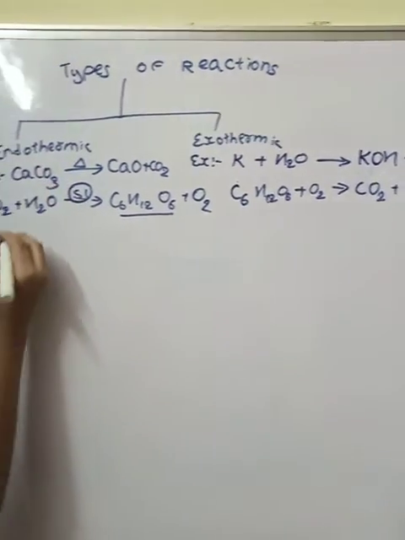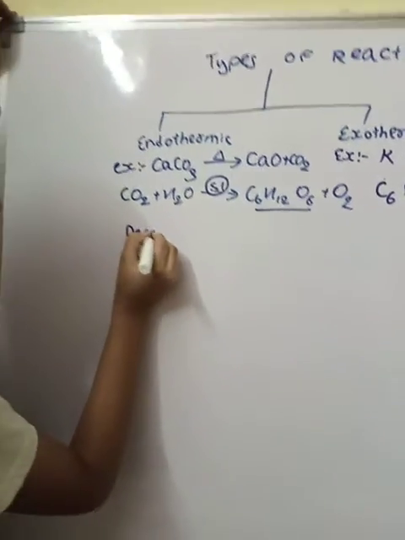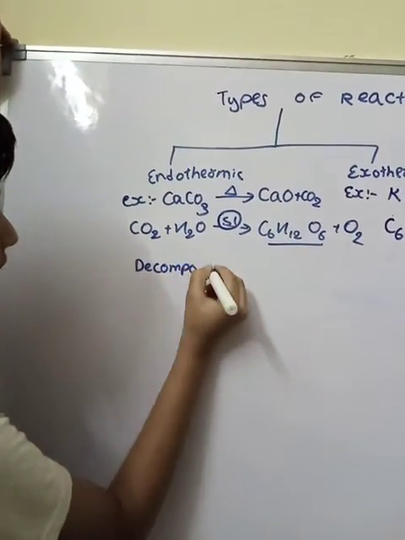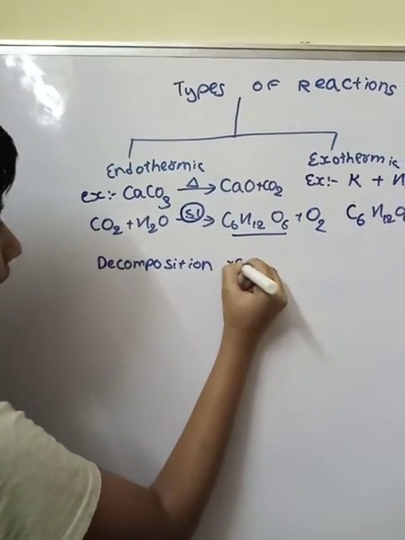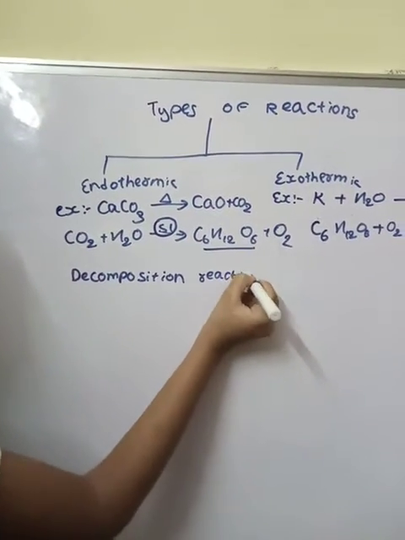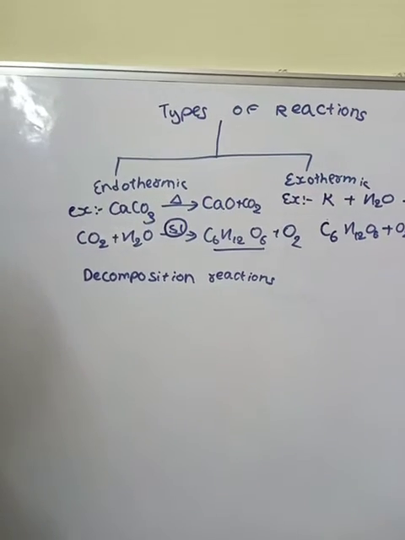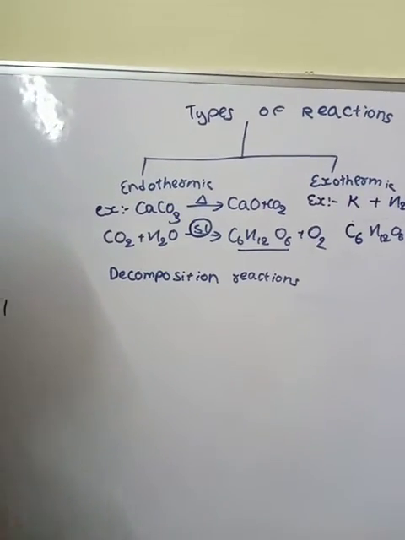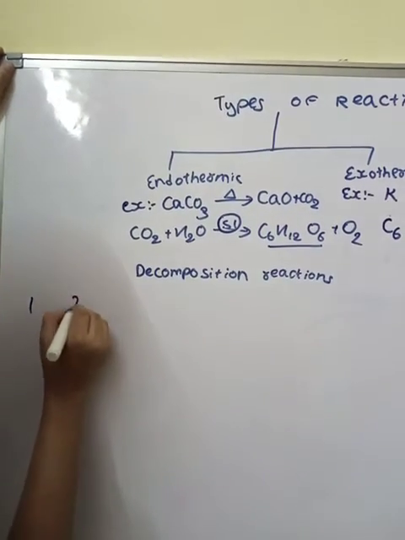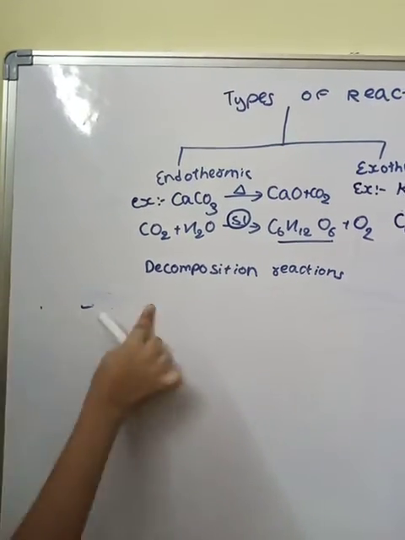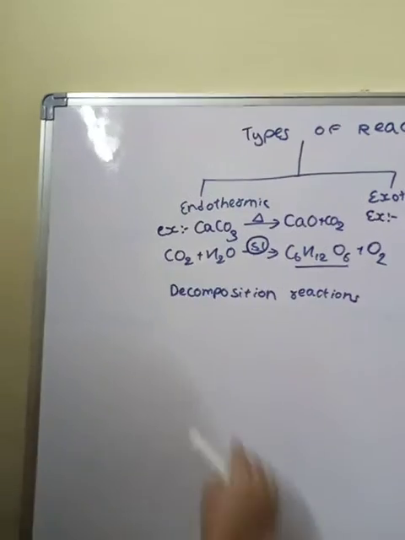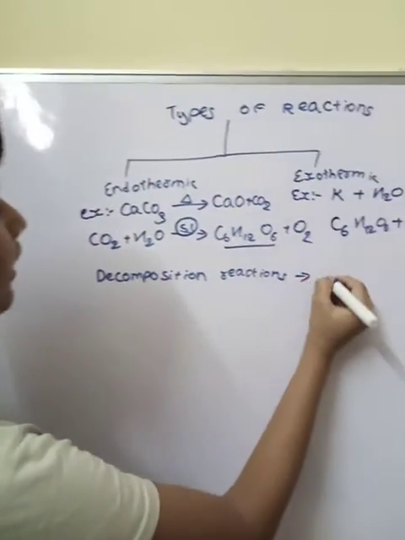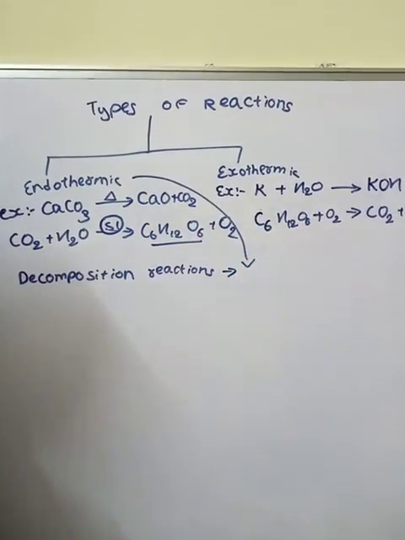Another endothermic reaction example is the decomposition reaction. What is a decomposition reaction? The reaction in which a single reactant breaks down into two products. If you want detail, please see my previous video. This is an example of an endothermic reaction.